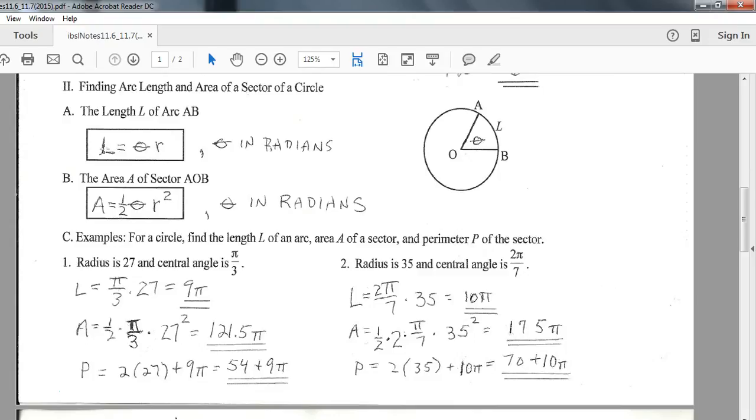So two formulas that we get, and you check your formula packet on these guys, for the length of an arc. And so that would be this guy right here. So this is an arc length.